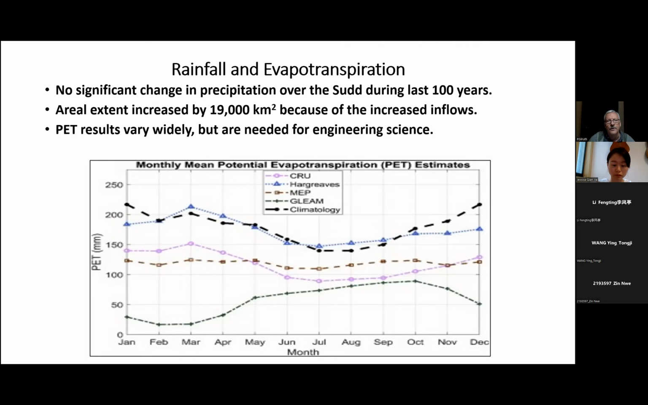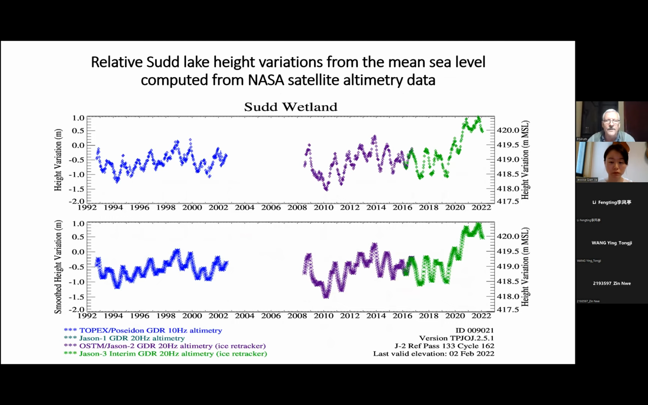Going to the next slide, we look at the relative lake heights in the Sudd compared to the mean sea level as computed from NASA satellite altimetry data. So we're measuring height. The graph on the top is the raw data. The one on the bottom is the smooth data. On the right, you see the height variation. If you look at these graphs, yes, there's a gap between 2002 and 2008. But as you get into 2019, 2020, and through 2022, you see that the lake heights, the open water bodies, have increased as much as 1 meter.